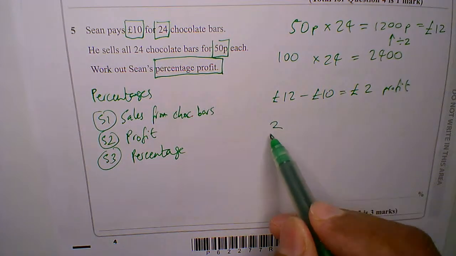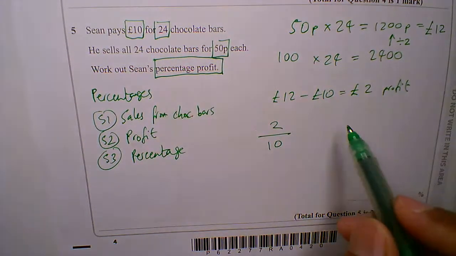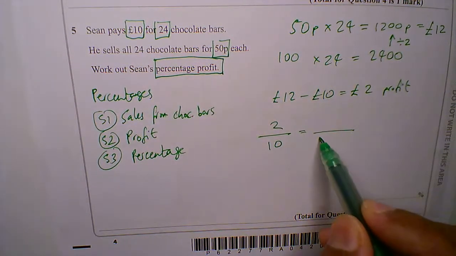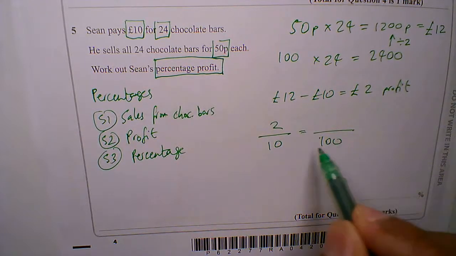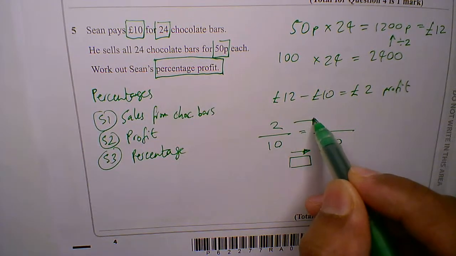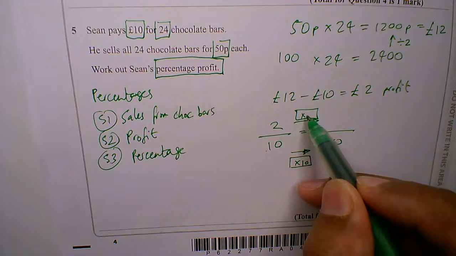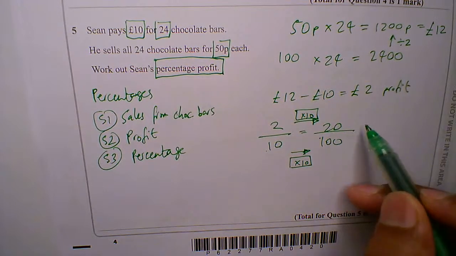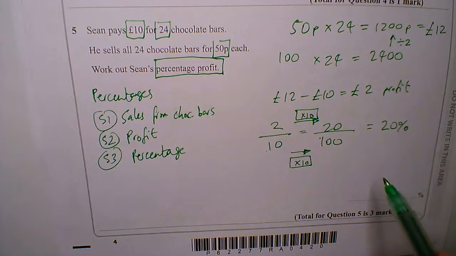So it's £2. What's my original amount? He pays £10, so that's my denominator. Now, to get to a percentage, I need to get to 100. So what do I do to get to 100? I do the same thing in both top and bottom. It's multiplied by 10. So times this by 10, that gives me 20. So it's out of 100, which is 20%. So that's my final answer, 20%.